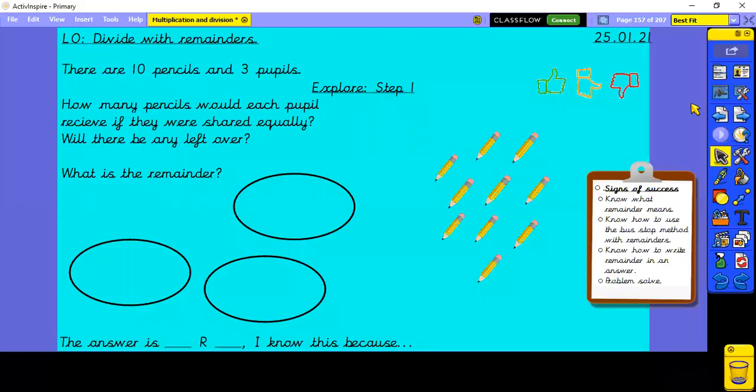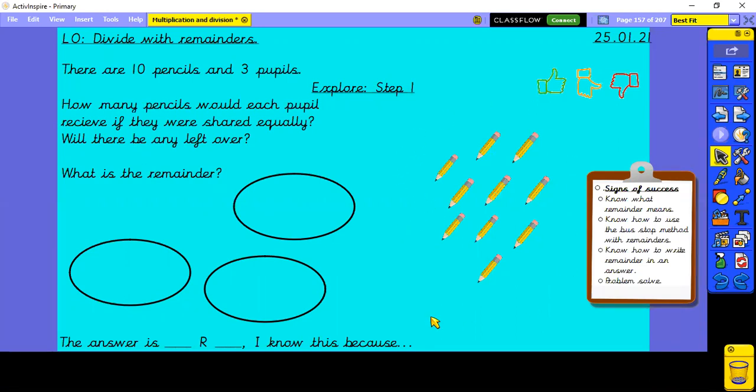Okay, I've got another problem for you on the screen. There are 10 pencils and 3 pupils. How many pencils would each pupil receive if they were shared equally? What is the remainder? If you're feeling confident with remainders, pause the video and have a go at this calculation. And if not, keep watching the video to see how we would solve this problem.